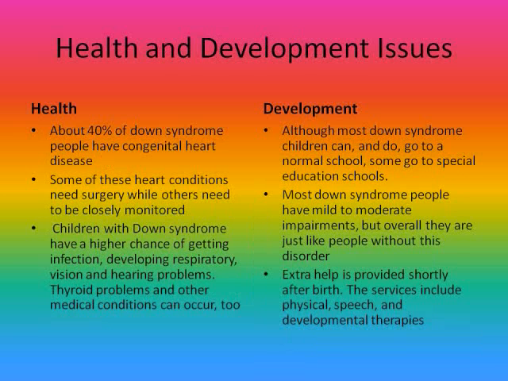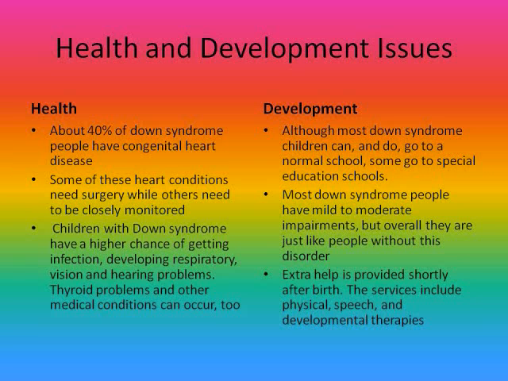Okay, so this is about the health and developmental issues of people that have Down syndrome. For health, about 40% of Down syndrome people have congenital heart disease. Some of these heart conditions need to have surgery, while others just need to be closely monitored. Children with Down syndrome have a bigger chance of getting infections, developing respiratory, vision, and hearing problems. Thyroid problems and other medical conditions can occur too.